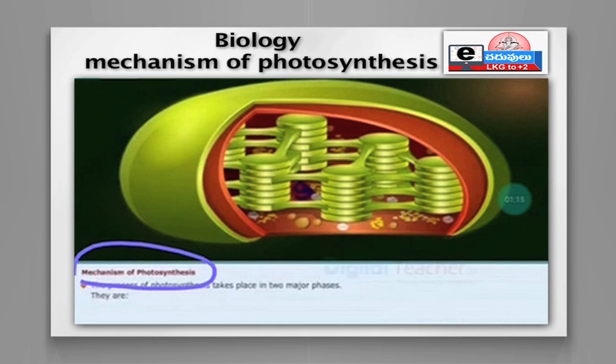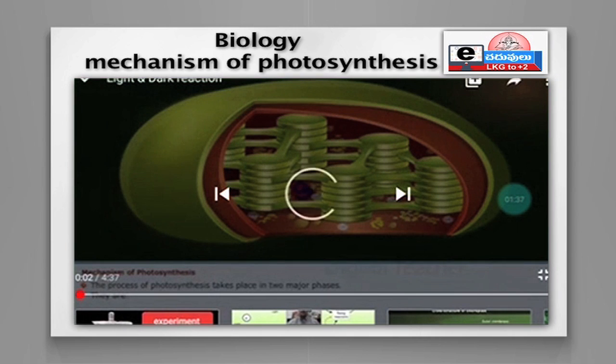The mechanism means how the plants prepare the food, explained diagrammatically or experimentally, and which processes are involved. So that's the topic today, the mechanism of photosynthesis. Let us see the mechanism of photosynthesis.